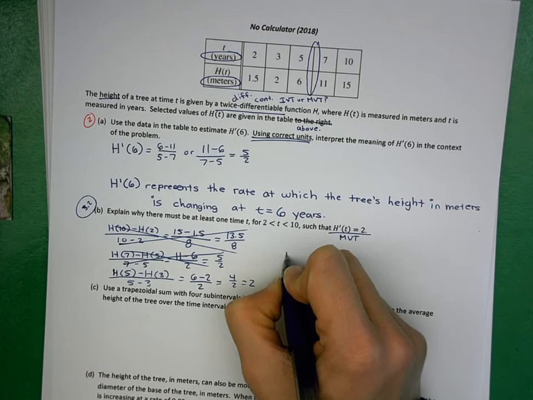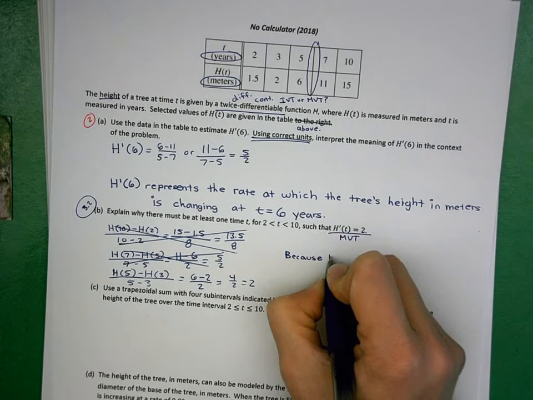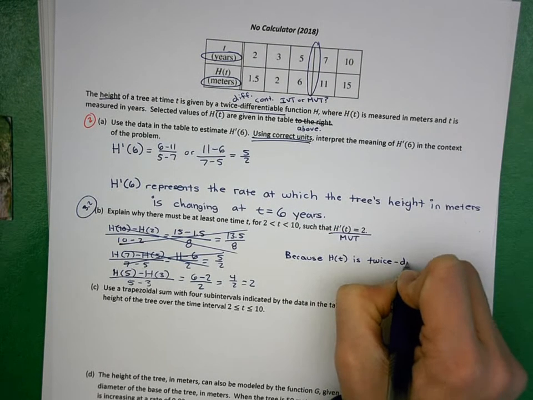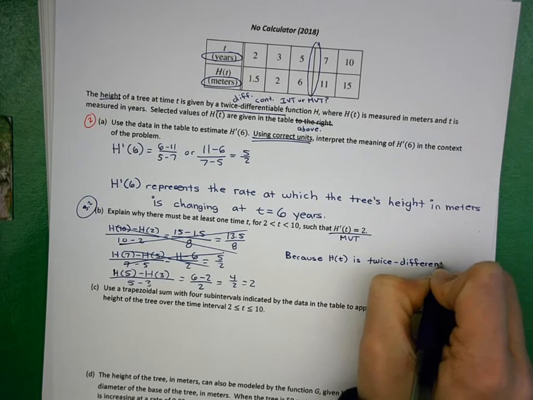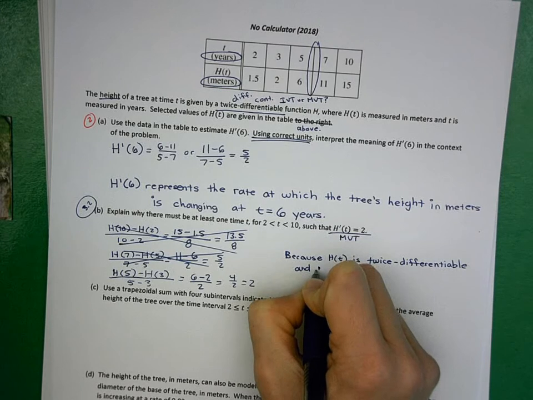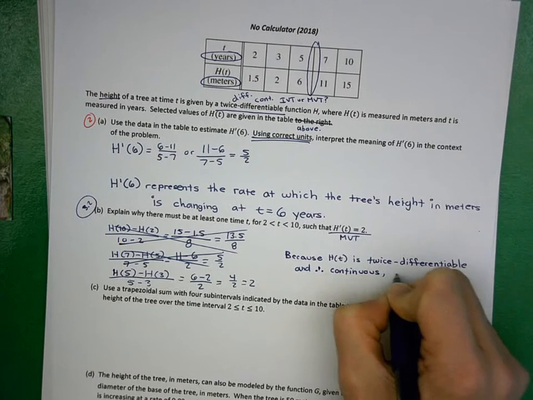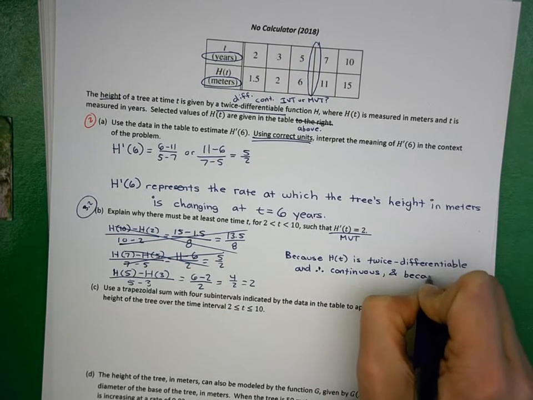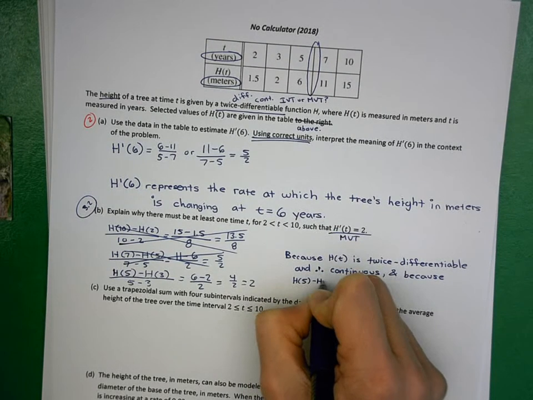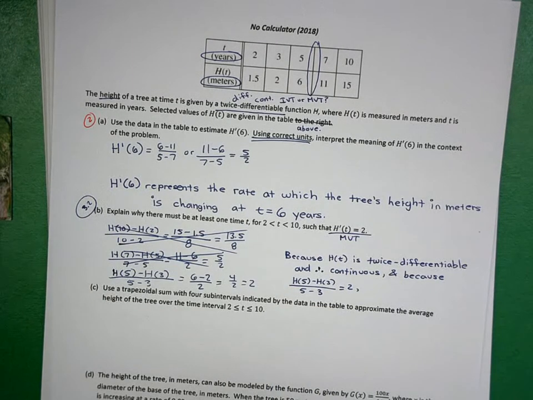Because, and again, there's lots of ways of phrasing this, but I'm going to say because h of t is twice differentiable, and therefore continuous, and because my 2 points here, h of 5 minus h of 3 over 5 minus 3 equals 2, and then something about there must exist some value.